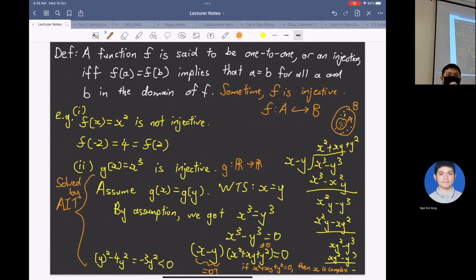Yesterday I didn't give them this answer, I just showed a theory, which is that a strictly increasing function is one to one. And we will see that g of x equal to x cubed is a strictly increasing function. Okay. Very good. Okay, next.